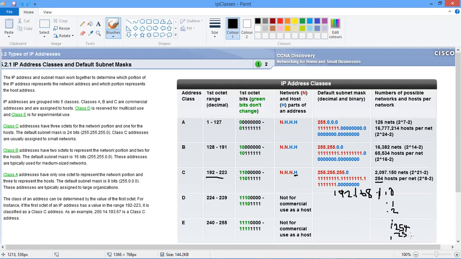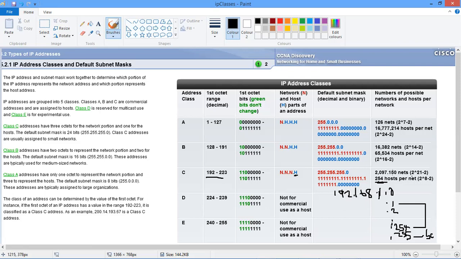255 is my broadcast. So the valid IP addresses run from here to there. You can use the first one as your gateway or the final one. So the number of hosts, or the number of valid IP addresses I can get in each network address in class C, is 254. That is 2 raised to the power 8 minus 2.